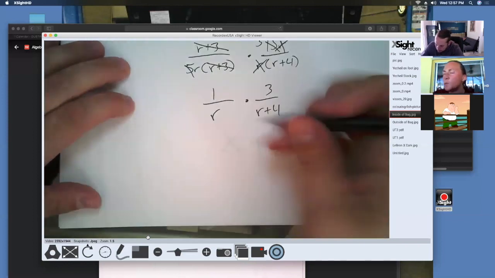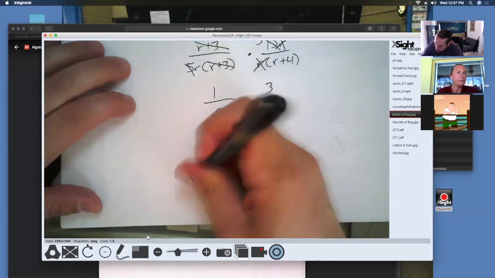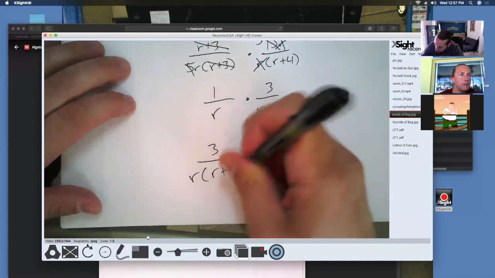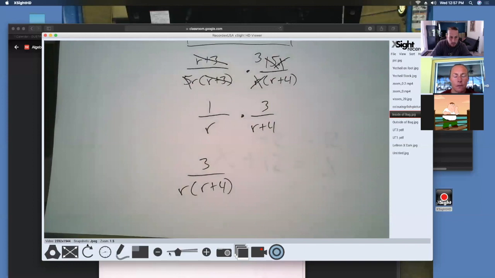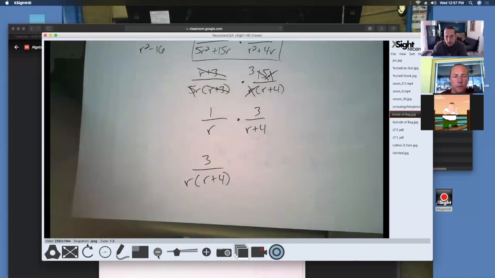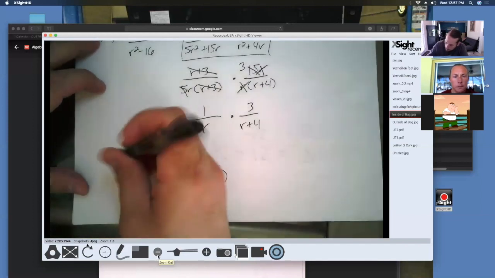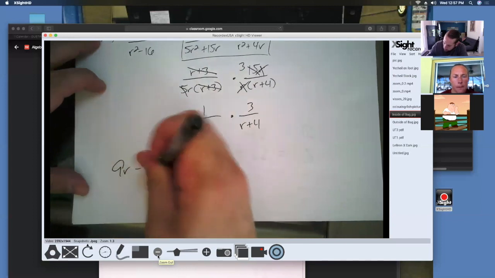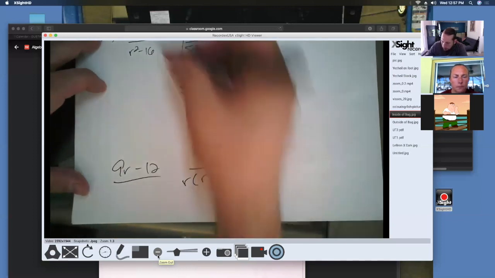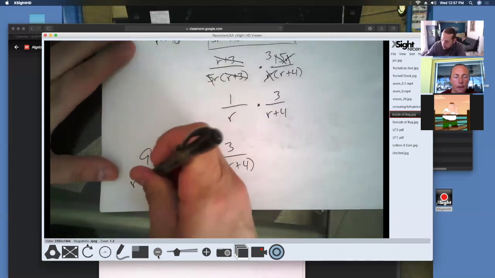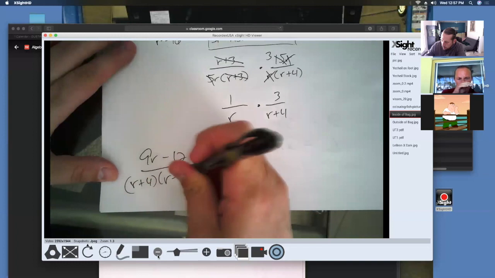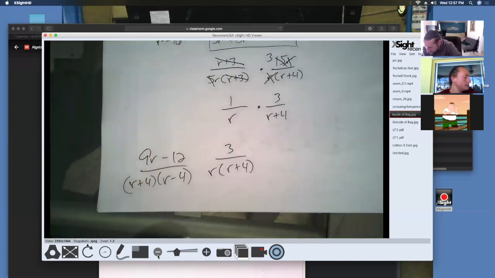So when I multiply it out, I'm just going to have 3, and I'm going to leave this like it is. All right, so that's what I have left from that side. And I still have 9r minus 12 over, I know this is difference of squares, so I want to do r plus 4, r minus 4. I'm trying to think. I messed up somewhere. Okay, I see.